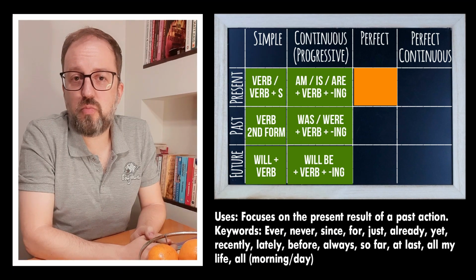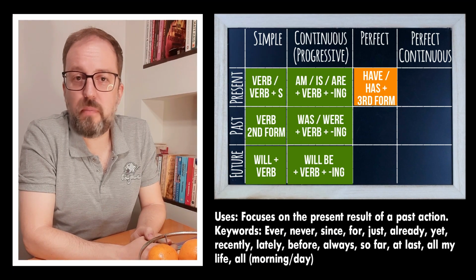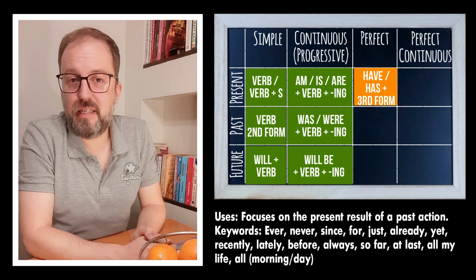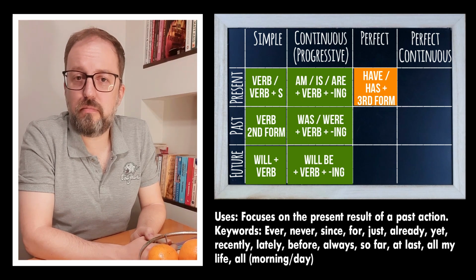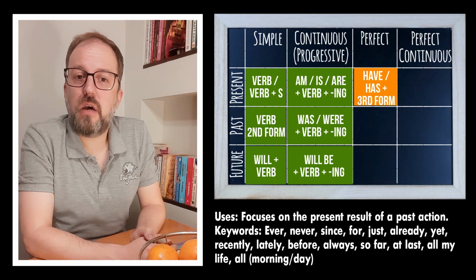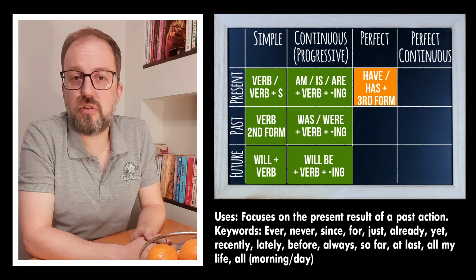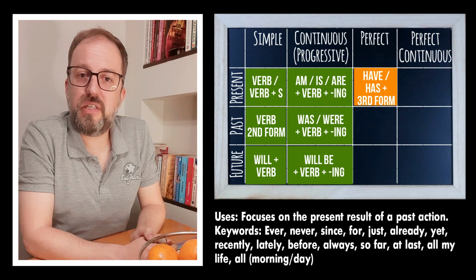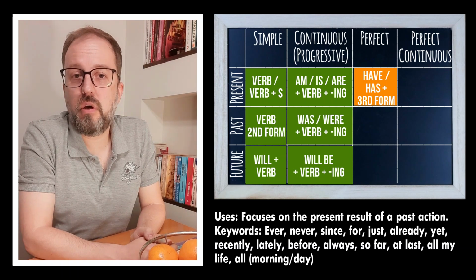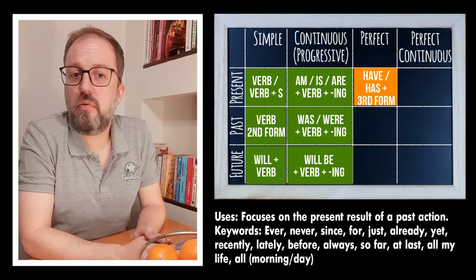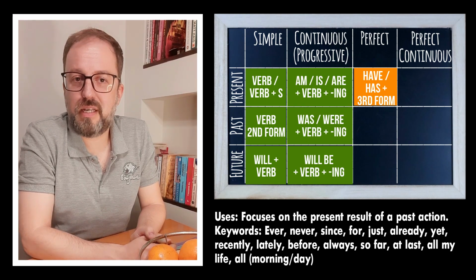For this tense, we use have or has plus third form. For regular verbs, that's just adding ed again, and for irregular verbs, well, you have to learn them. Typical words used in this tense are ever, never, since, for, just, already, yet, recently, lately, before, always, so far, at last, all my life, all morning, all day, for example.